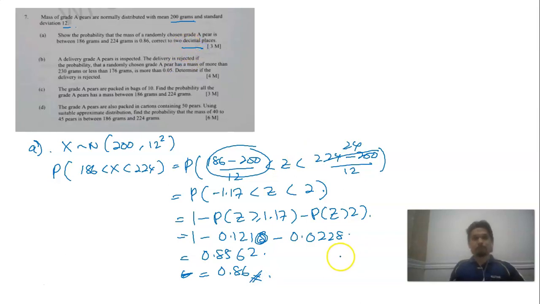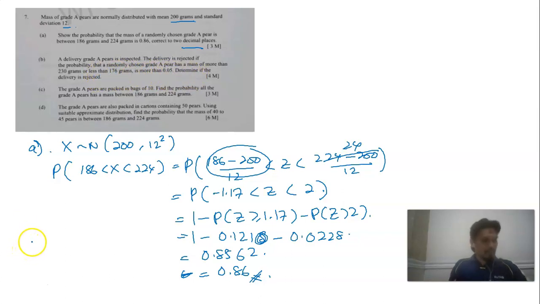Okay. So a delivery of grade A pears is expected, the delivery is rejected if the probability that a chosen pear has a mass of more than 230 gram or less than 176 gram is more than 0.05. Determine if the delivery is rejected.